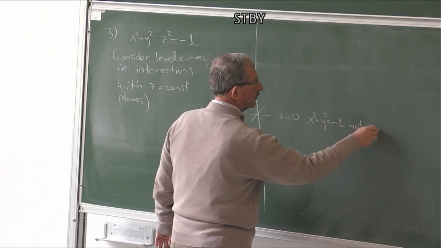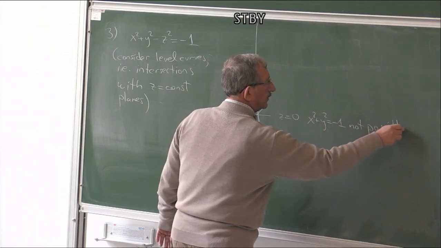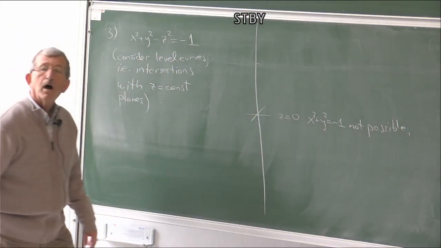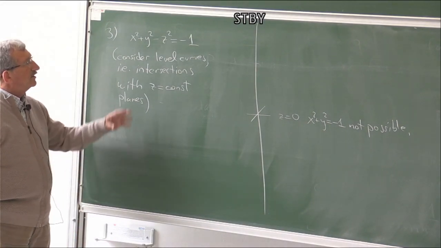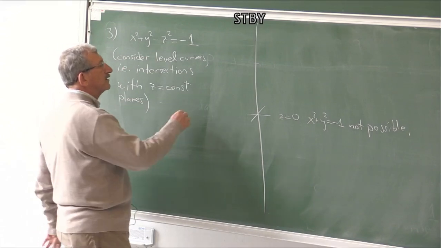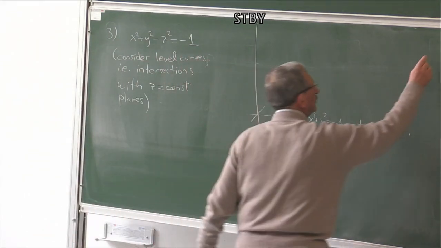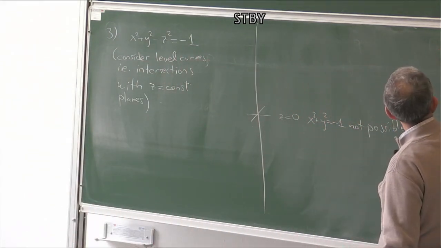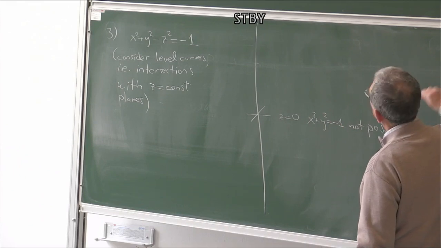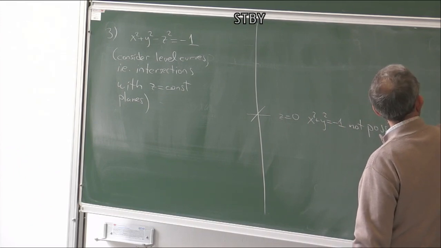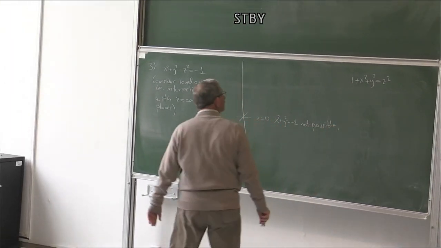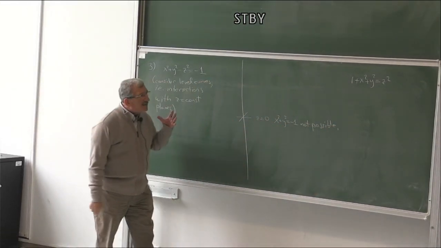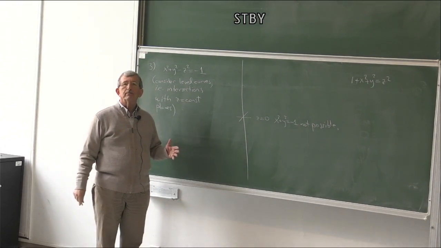Not possible. So there is no point on the z equal to 0 level. But we can easily generalize this. Write this as x squared plus y squared is z squared minus 1, and we have 1 on this side. So this tells us that z cannot be smaller than 1.